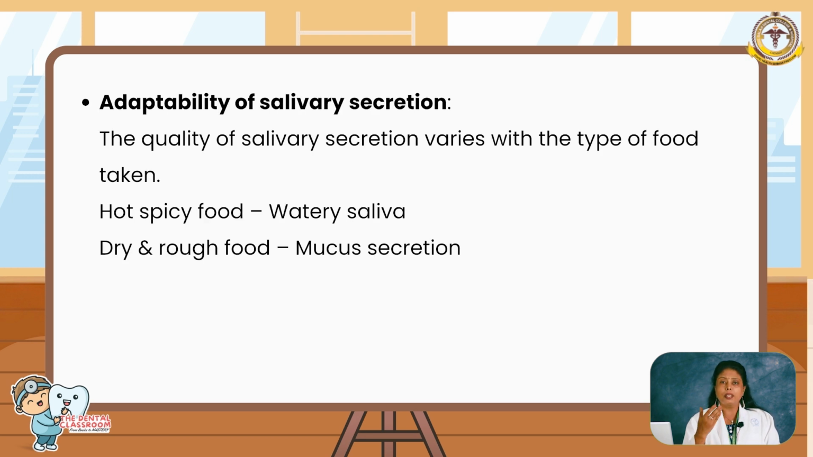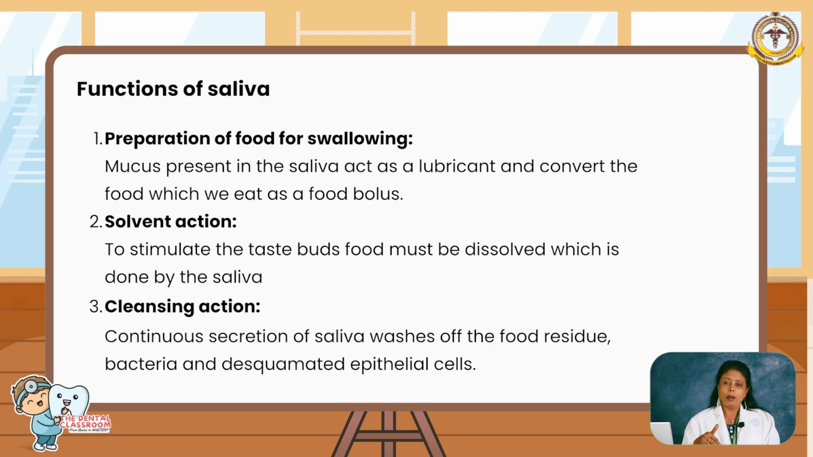Next is the adaptability of the salivary secretion. Salivary secretion will not be uniform throughout the day. It will alter according to the food intake. Suppose if you take hot spicy food, then the saliva will be more watery. If you take dry and rough food, the saliva will be mucus in nature. That is the adaptability.